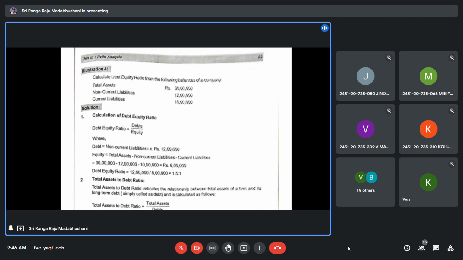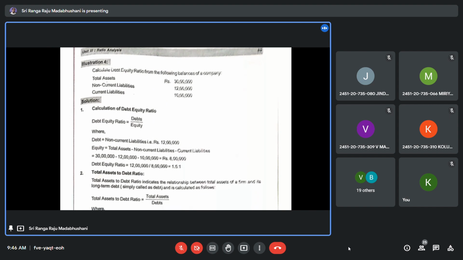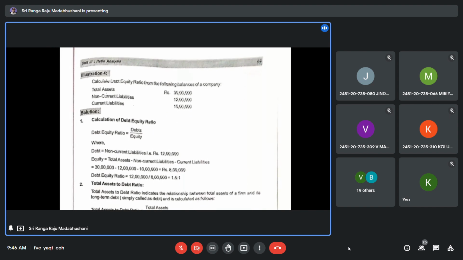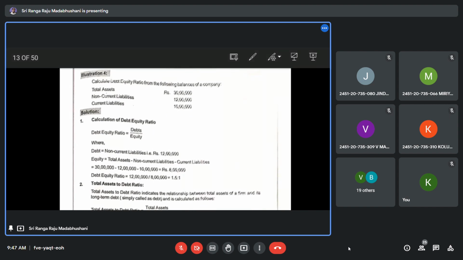Calculate debt to equity ratio from the following balance of company. So in this, indirectly they have given total assets and current liability, non-current liability. Non-current liability is a debt. So current liability is short-term debt. So this is long-term debt. Now the total assets is given.